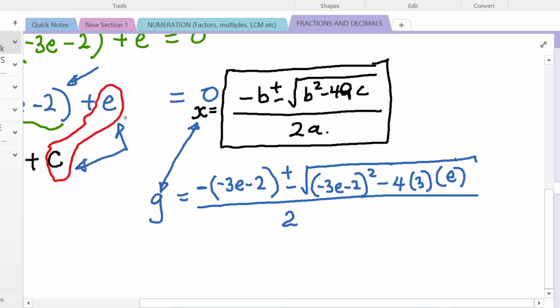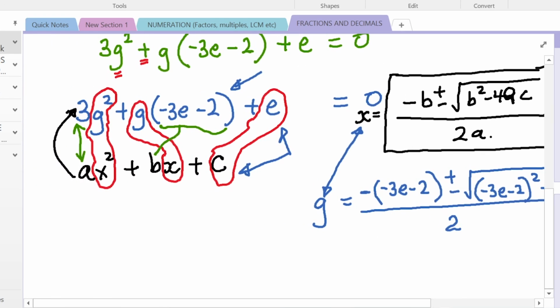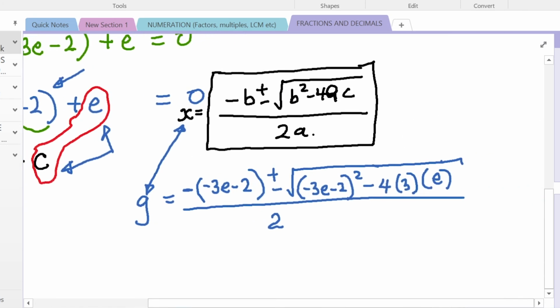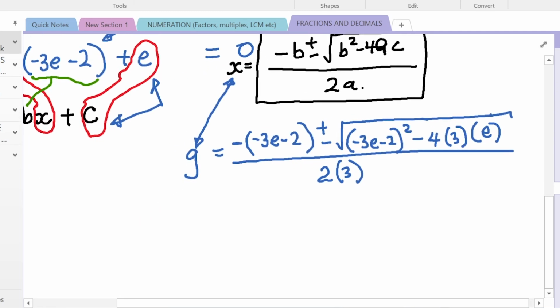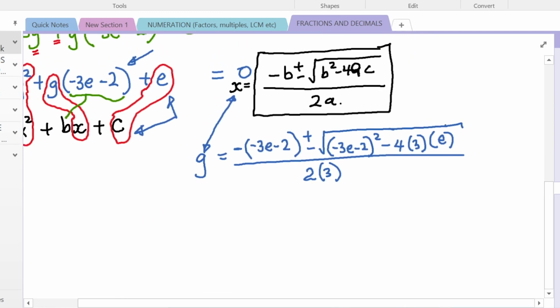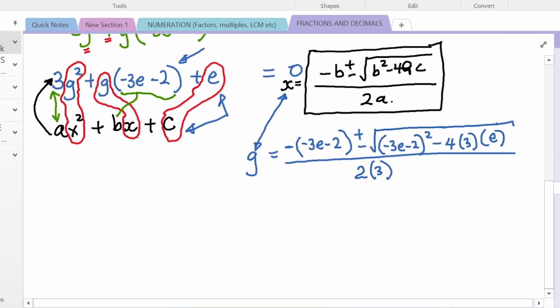So that is 2 times our value of a. From here, our value of a is 3, so that is 2 times 3. Well, this number looks quite tough, but that's an examination kind of question, and that's how examinations normally go. So this is our value of g, now we are simplifying it.